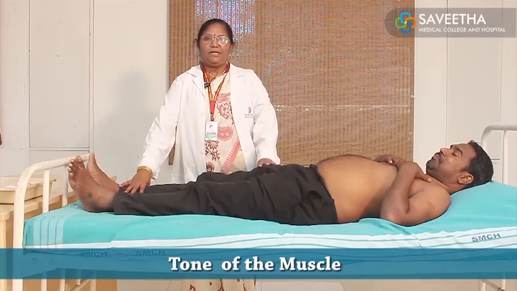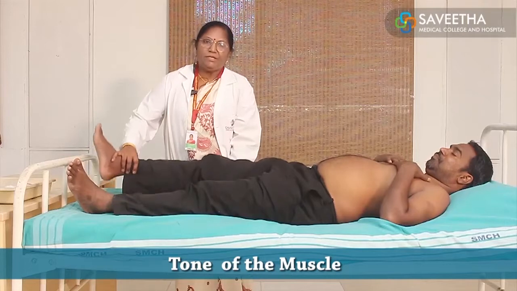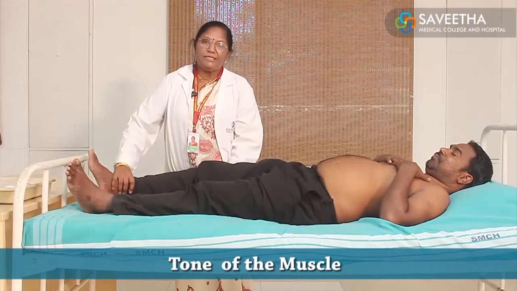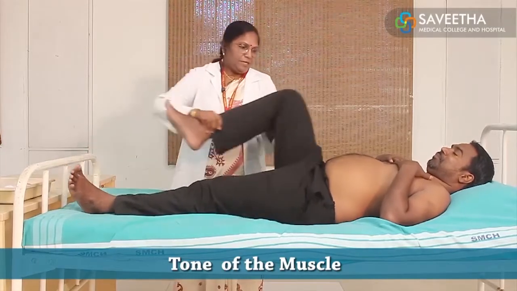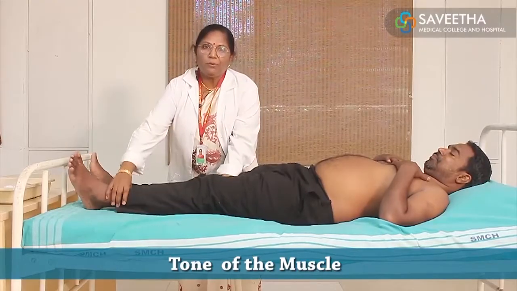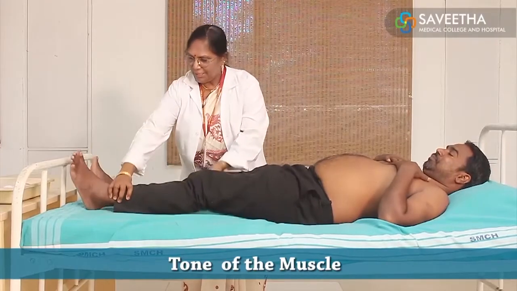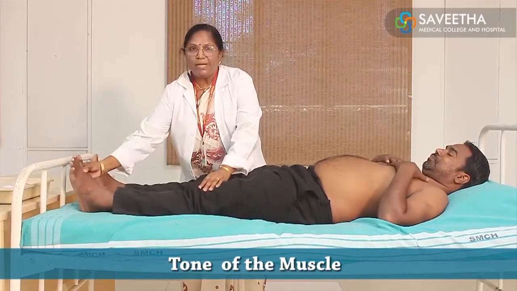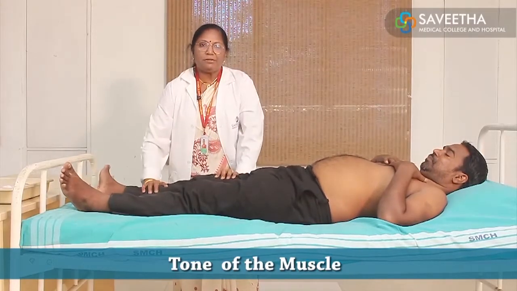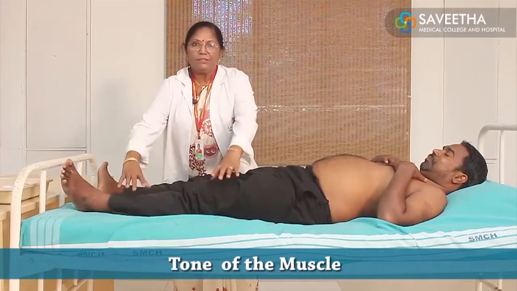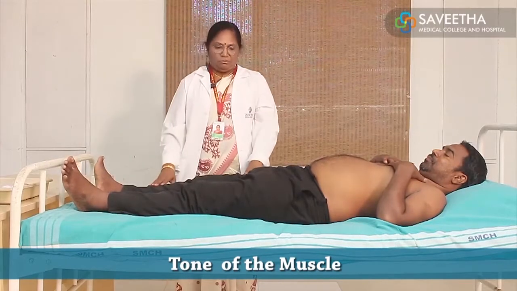Now I am examining the tone in the lower limb. I am supporting the thigh with my left hand and I am flexing the limb and extending. Flexion, extension. Like that, I support the other limb also. And here also dorsiflexion, plantar flexion, then medial rotation, lateral rotation. Left limb, medial and lateral rotation. See, all the movements are without any resistance.